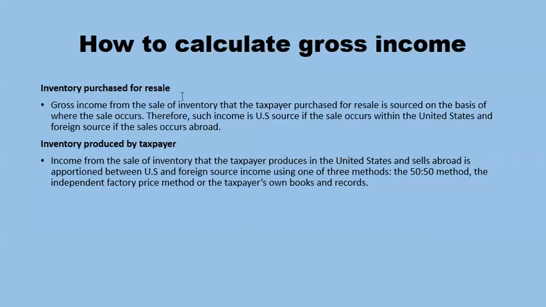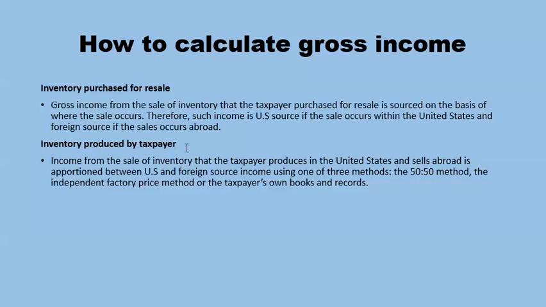Inventory purchased for resale. Gross income from the sale of inventory that the taxpayer purchased for resale is sourced on the basis of where the sale occurs. Therefore, such income is U.S. source if the sale occurs within the United States, and foreign source if the sale occurs abroad.